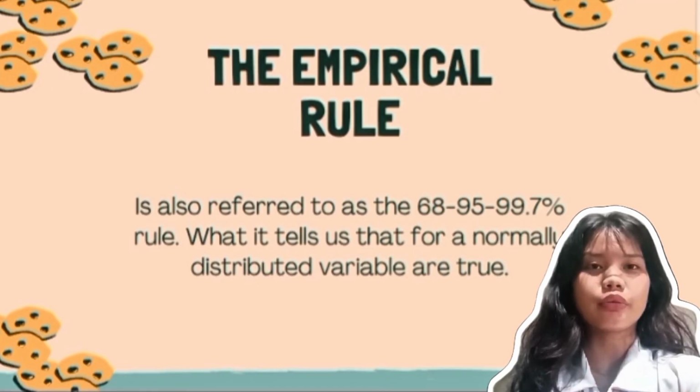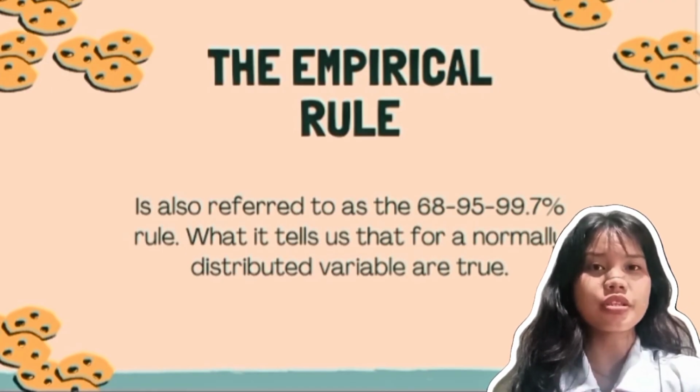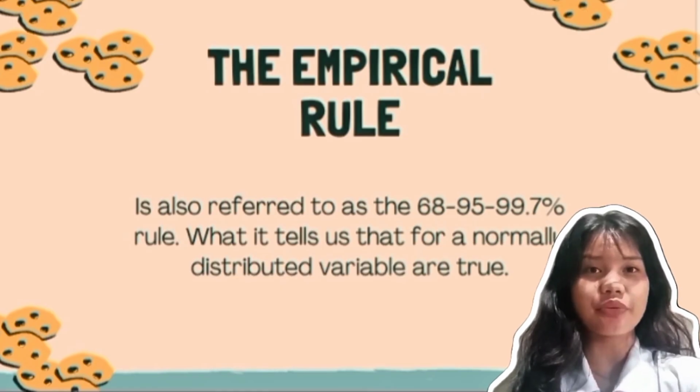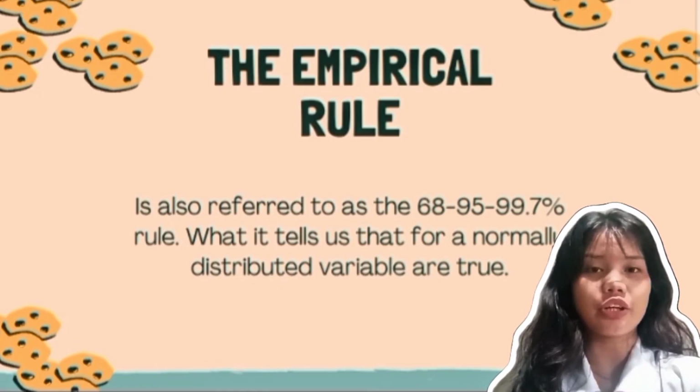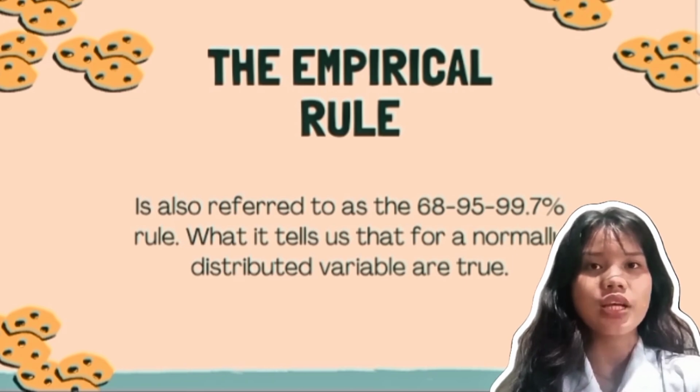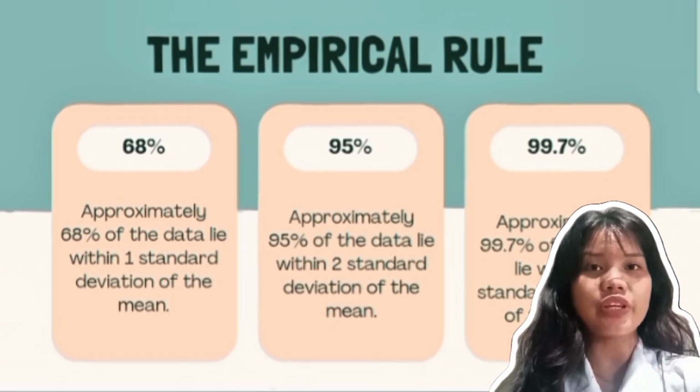The empirical rule. The empirical rule is also referred to as the 68, 95, and 99.7% rule. It is a quick way to understand how data is spread out in a normal distribution. What does the rule tell us? When a variable is normally distributed, the following three things are always true.